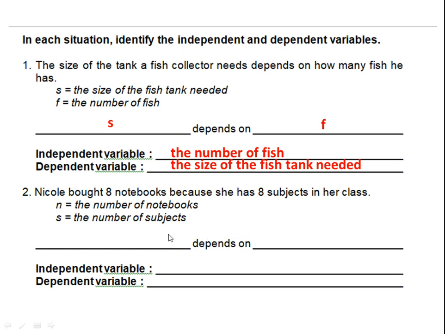So, dito, ang ating first blank ay the number of notebooks. Kasi, hindi mo mabibili yung number of notebooks na yan kung hindi mo alam yung number of subjects na meron si Nicole. So, si N, yung number of notebooks, depende sa number of subjects. So, dito, ang independent natin ay si number of subjects, tapos si dependent ay si number of notebooks.